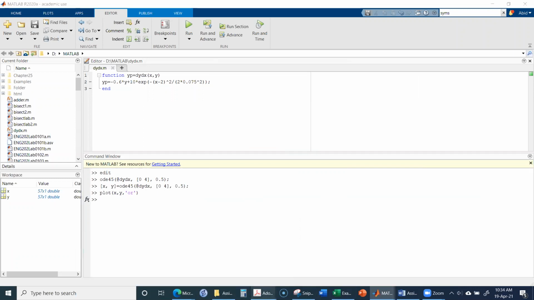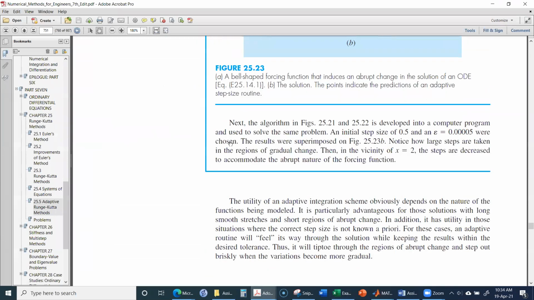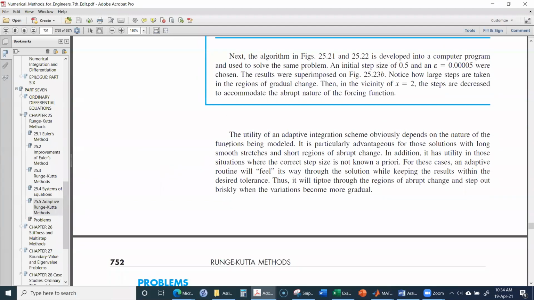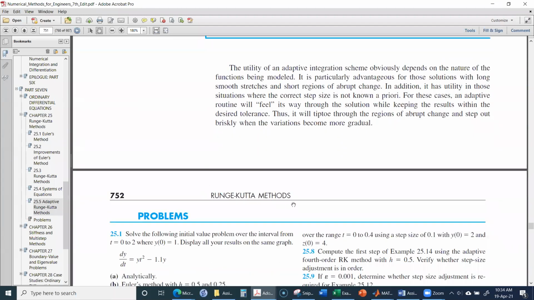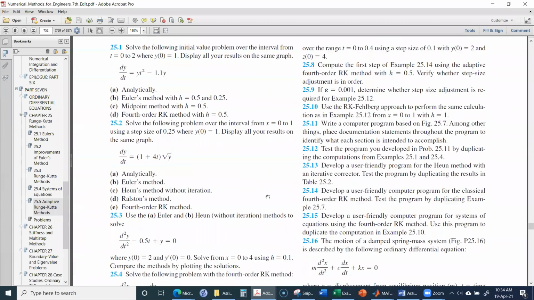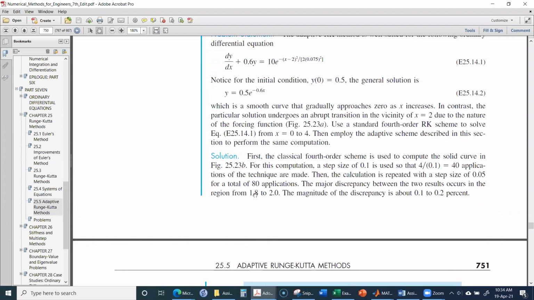So this was the last topic in this chapter, Runge-Kutta methods. With this, I have covered all the topics of this course, and therefore I can say that we have completed this course.